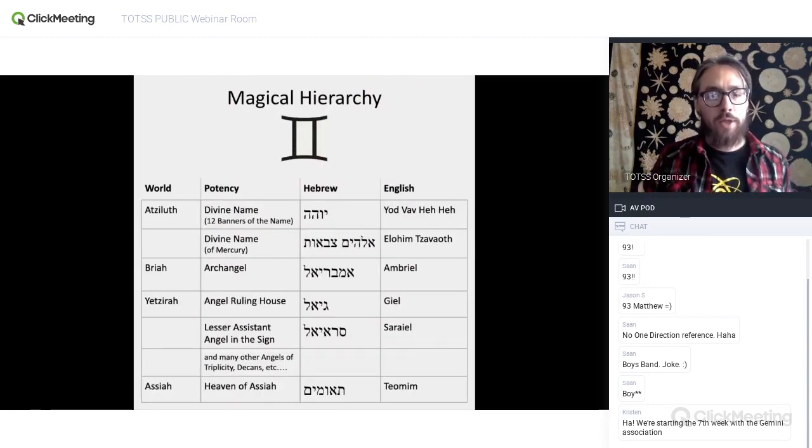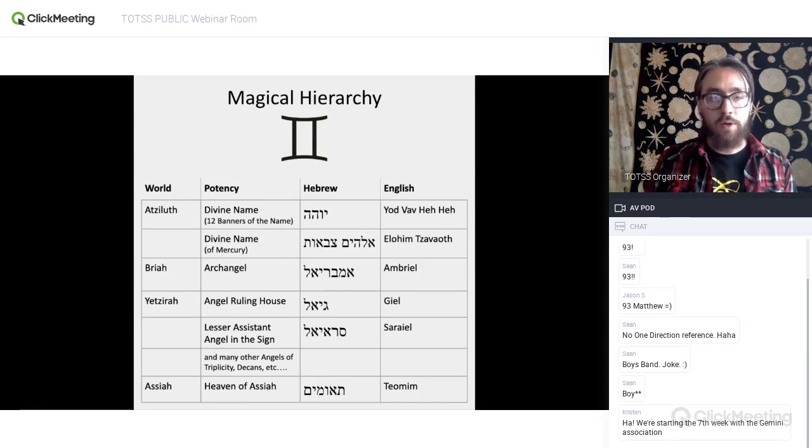Okay, now we have our magical hierarchy of Gemini. Again, we're following the same basic pattern that we have with the other zodiacal signs. So we know for our Atzilutic name, again, I've been giving two different Atzilutic names here. So we have the first, the twelve banners of the name, the twelve permutations of Yod He Vav He. So here we've got Yod Vav He He.